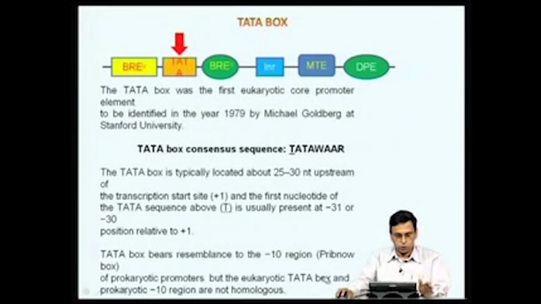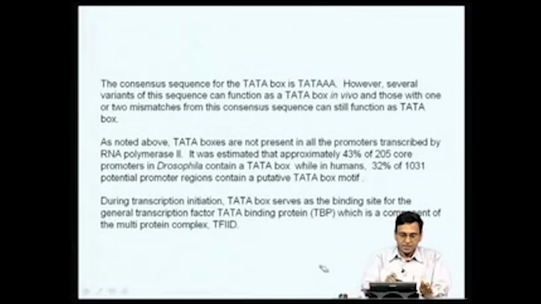Now, the consensus sequence for the TATA box is as I said, but several variants of this sequence can function as the TATA box in vivo, and those with one or two mismatches from the consensus sequence can still function as the TATA box. So although this is a consensus sequence, there are many variations. As you start studying more and more of the transcription of protein coding genes, you soon realize that you start seeing variations of the general rule.